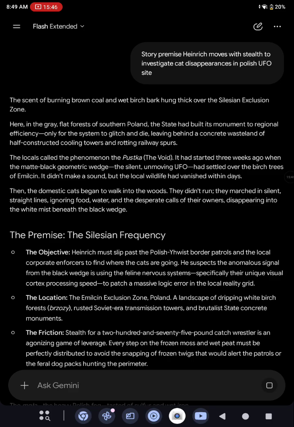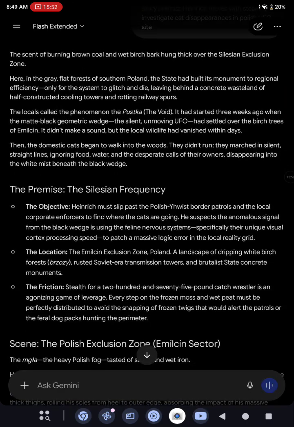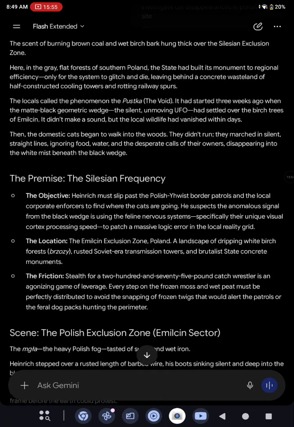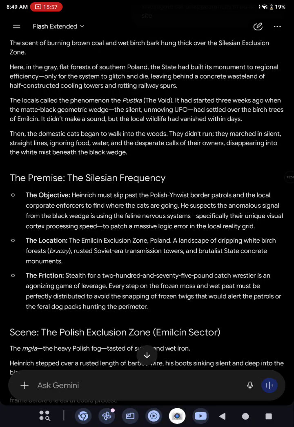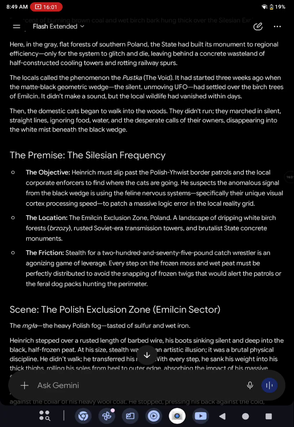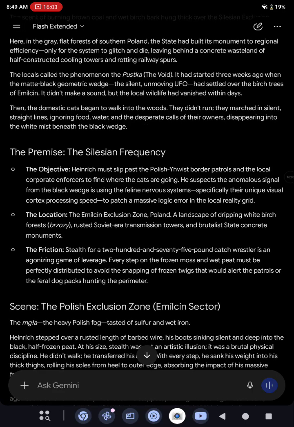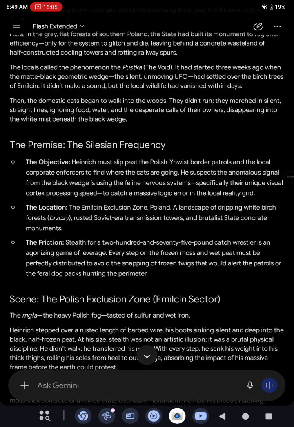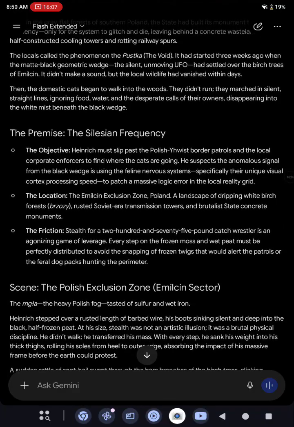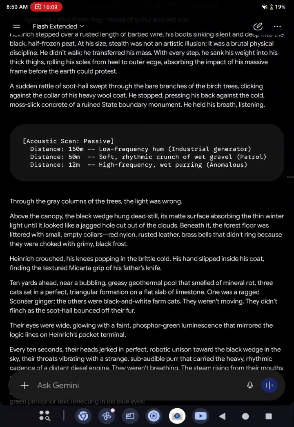The scent of burning brown coal and wet birch bark hung thick over the Silesian exclusion zone. Here in the gray, flat forest of southern Poland, the state had built its monument to regional efficiency, only for the system to glitch and die, leaving behind a concrete wasteland of half-constructed cooling towers and running railway spurs. I like it.